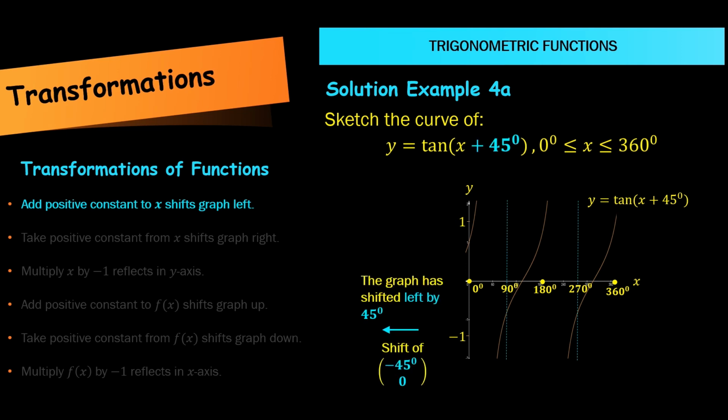The graph has shifted left by 45 degrees, or as a vector, this is a shift of (minus 45 degrees, 0).